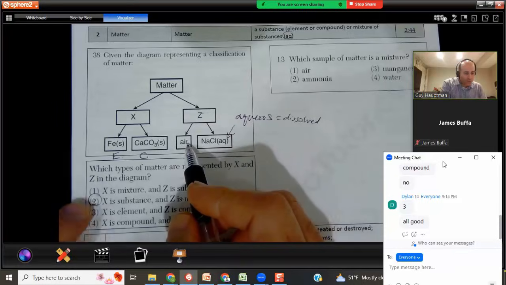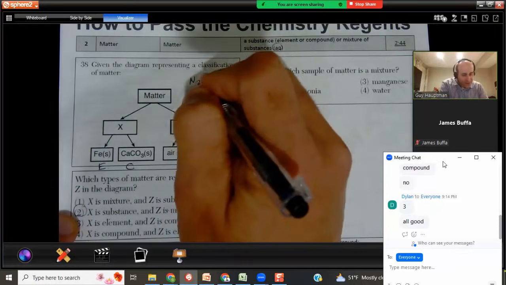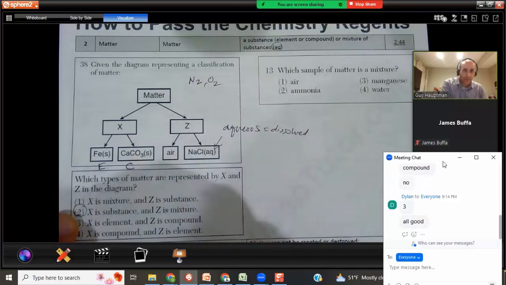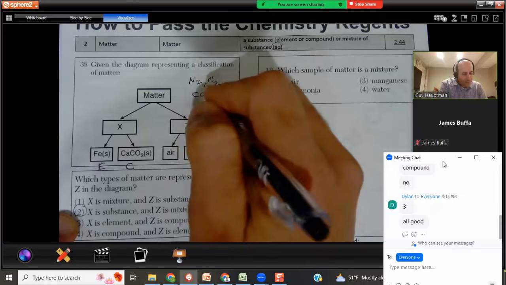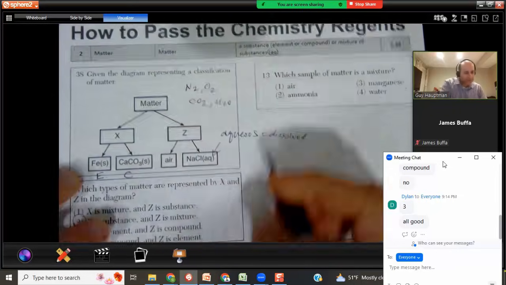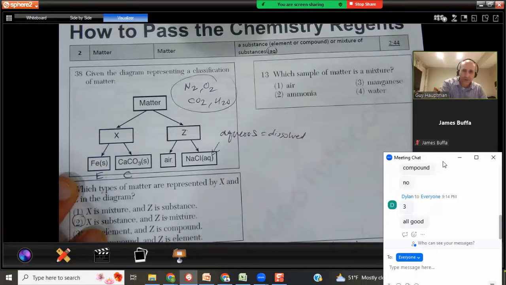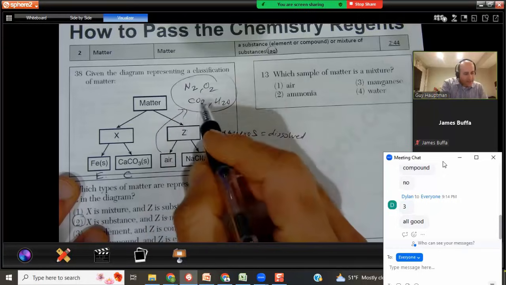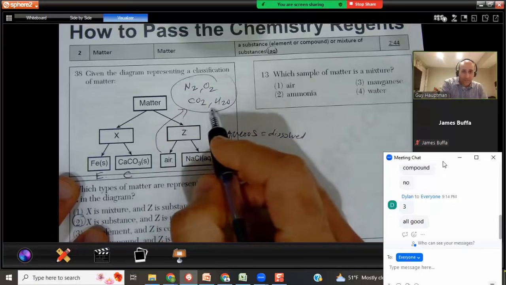Air is also a mixture, right? We have nitrogen in the air, that's an element. Oxygen is in the air, right? We breathe in oxygen. We have carbon dioxide, we breathe that out. There's water vapor in the air, and there's a whole bunch of other gases mixed in there, but that's pretty much like the majority of the air. So this would be a mixture. Air is a mixture of elements and compounds.